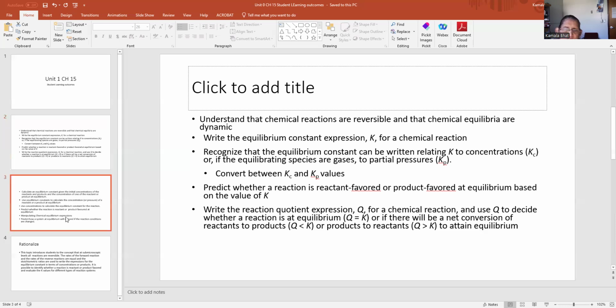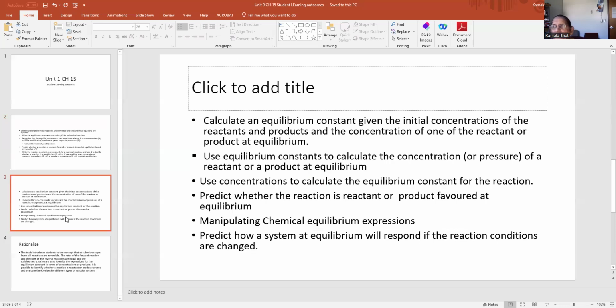Once we get that, generally, if the equilibrium concentrations of reactants and products are given, then we can calculate the equilibrium constant. If the equilibrium constant is given and the concentration of one reactant or product is given, then you should also be able to calculate the unknown concentrations. Same thing, if the concentrations or pressures are given, then you should be able to use them to calculate the equilibrium constant for the reaction.